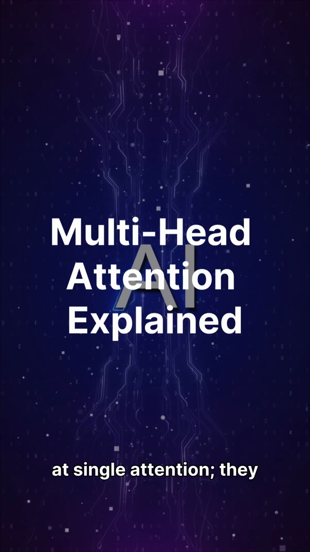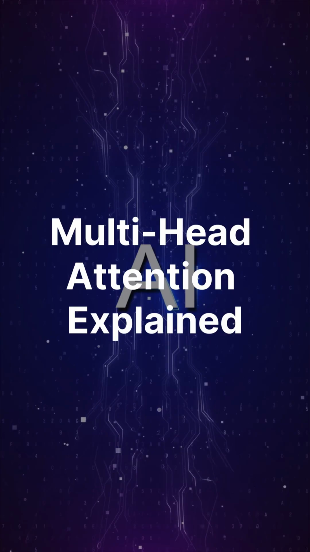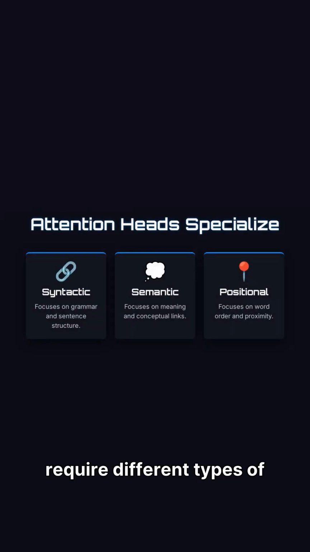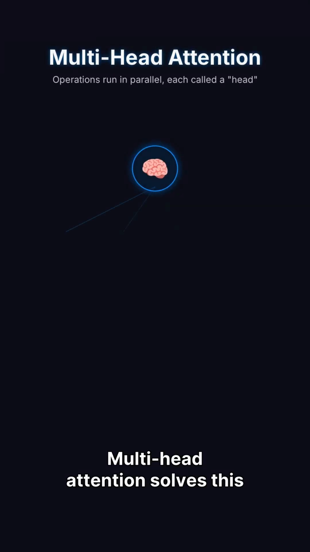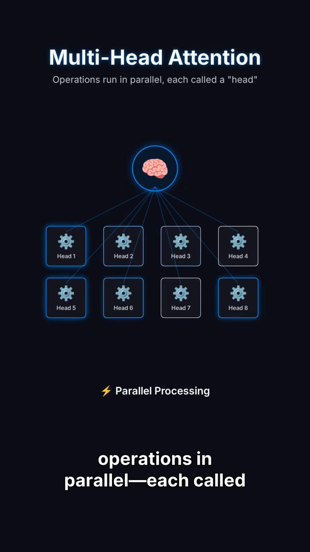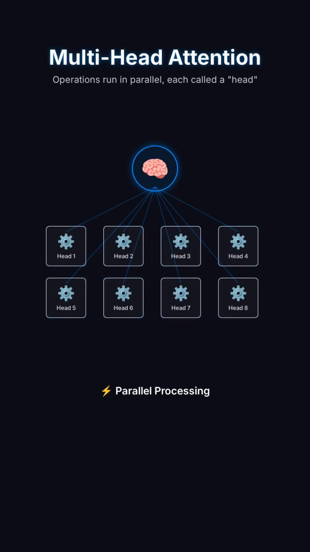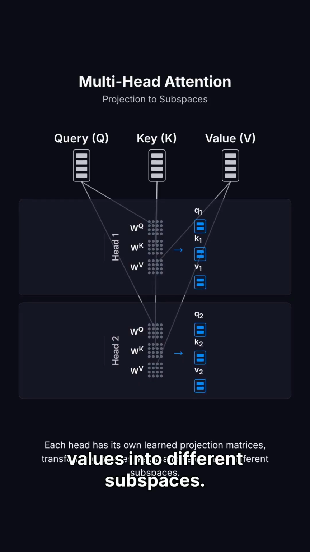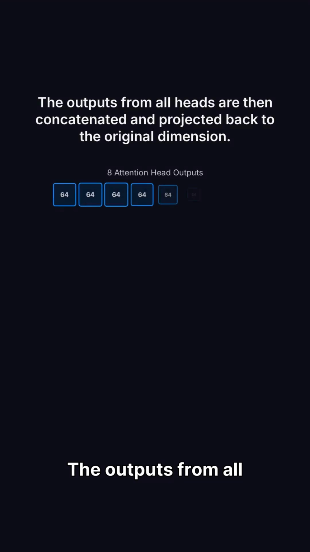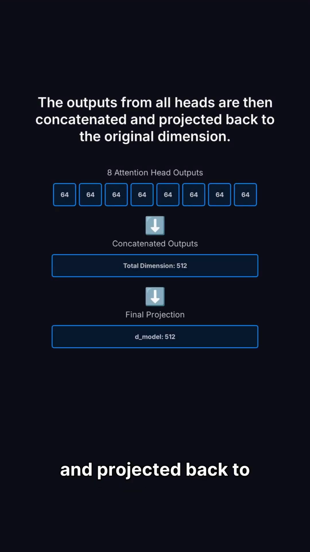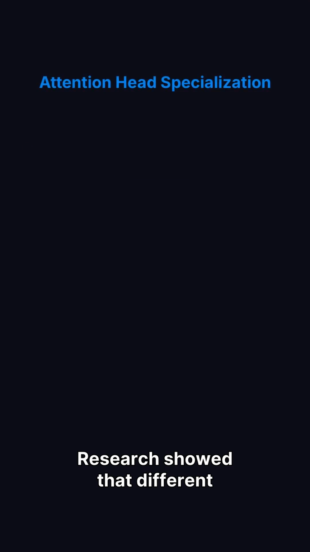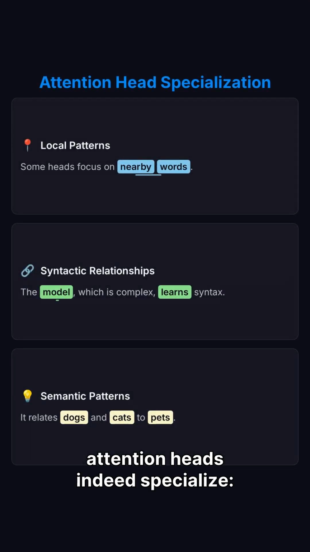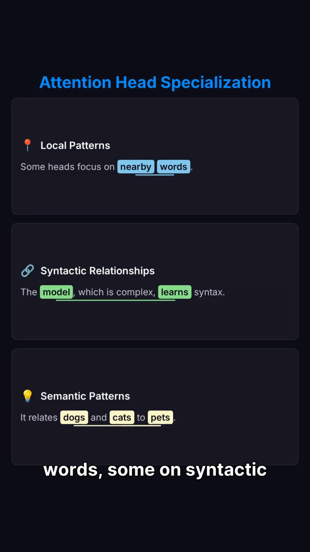The authors didn't stop at single attention. They introduced multi-head attention. Different aspects of language require different types of attention, like syntactic, semantic, or positional relationships. Multi-head attention solves this by running multiple attention operations in parallel, each called a head. Each head has its own learned projection matrices, transforming queries, keys, and values into different subspaces. The outputs from all heads are then concatenated and projected back to the original dimension. Research showed that different attention heads indeed specialize. Some focus on nearby words, some on syntactic relationships, and others on semantic patterns.